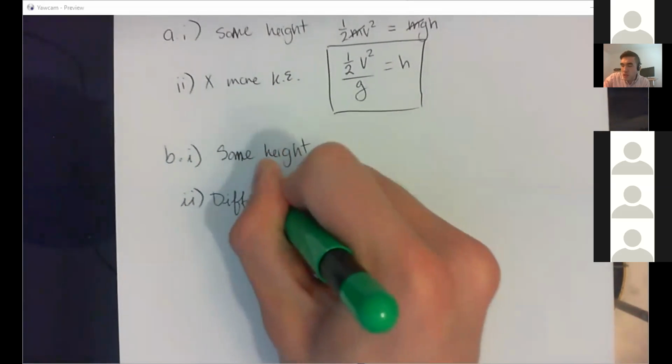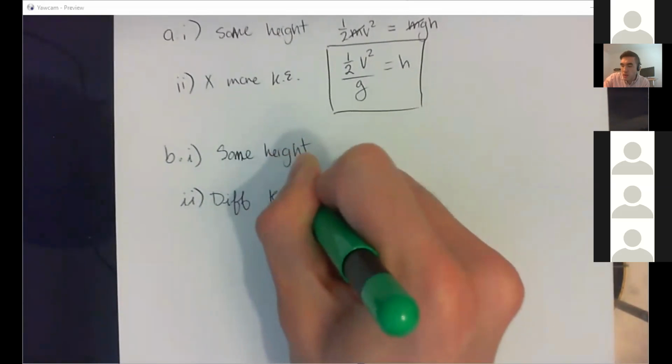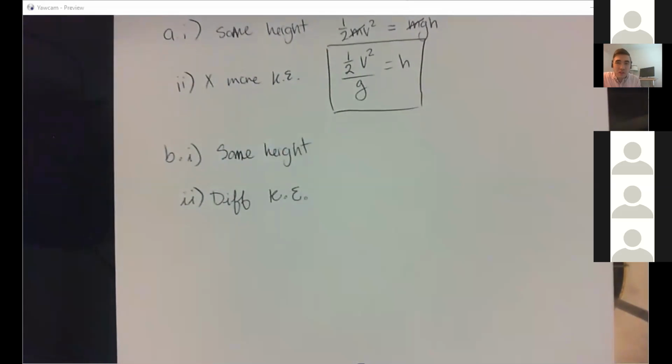But it makes sense that they're going to get to the same height, even though they have different kinetic energies, because the rocket that is more massive proportionally will need more energy to get to the exact same height. So student 1 has the correct description of energy, but the wrong conclusion. Student 2 has the correct conclusion, but the wrong rationale behind it.